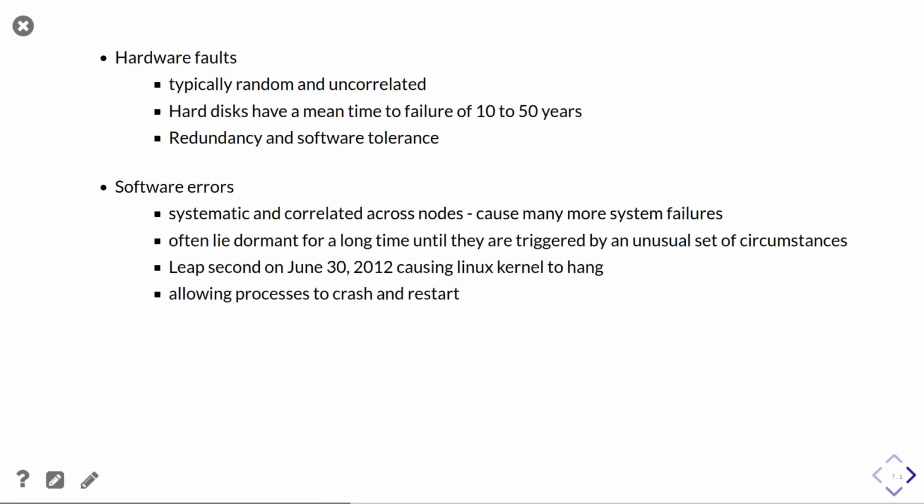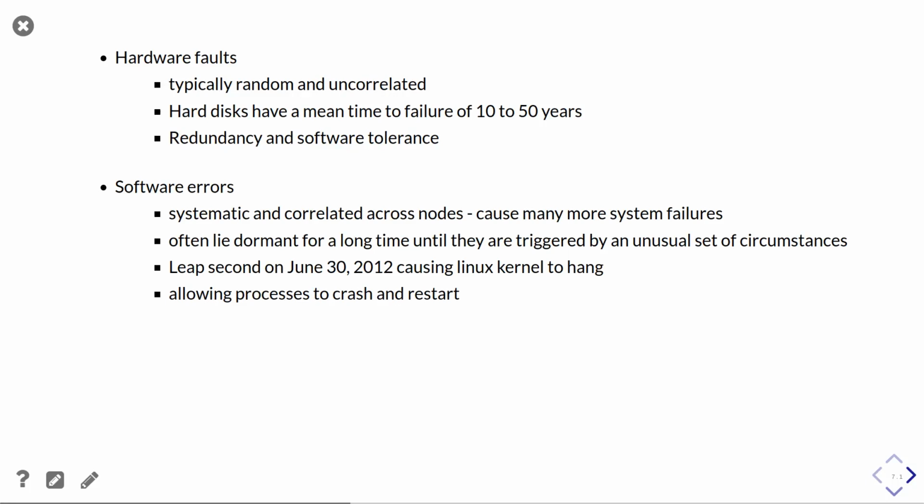The next kind of faults are software errors. They are much more systematic and correlated across nodes. If you have a software bug, it will affect all of your system. And that's why software bugs are the cause of many more system failures than hardware faults.